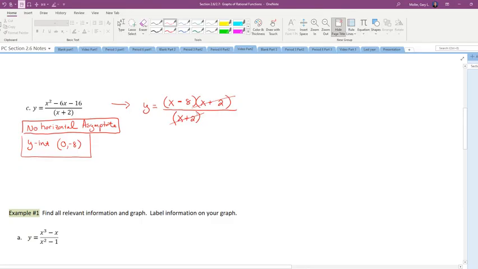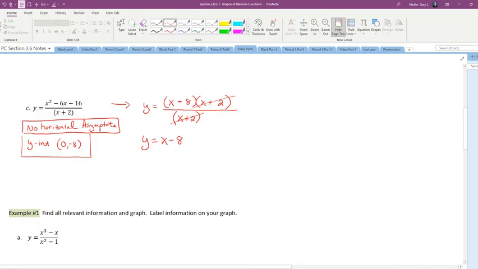So what we have found is that this graph that they've given us is exactly the same as y equals x minus 8. However, I have to be very careful. Even though plugging in negative 2 to this simplified problem gives me an answer of negative 10, I'm still not allowed to use negative 2.